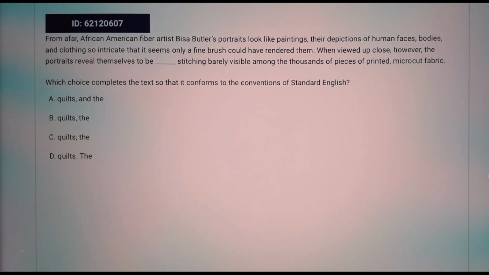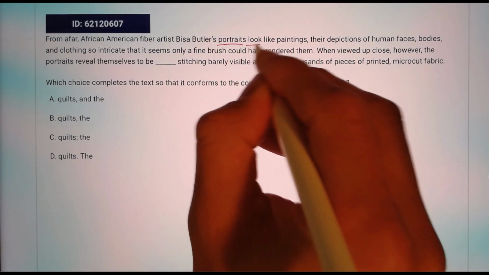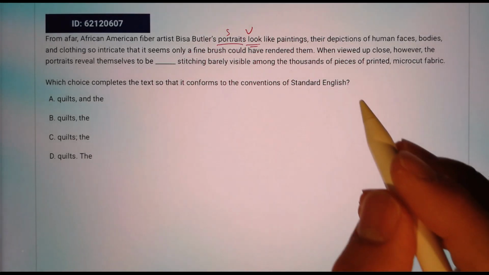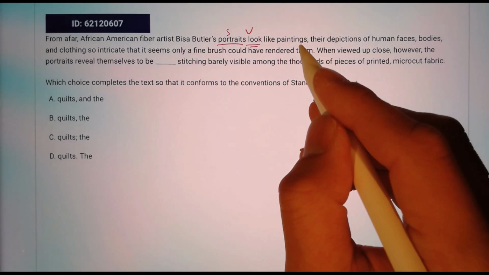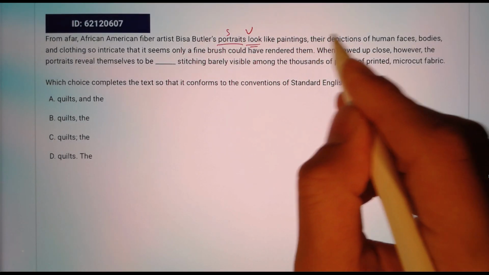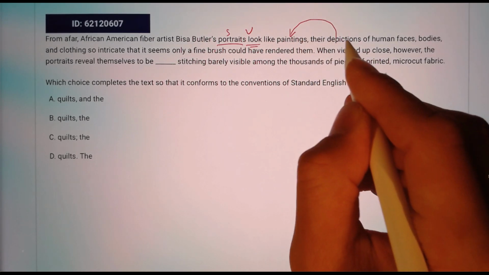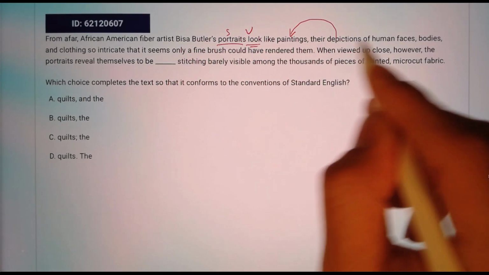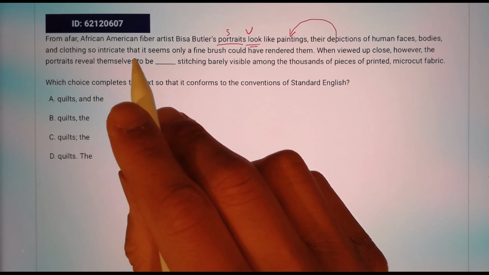From afar, African American fiber artist Bisa Butler's portraits look like paintings. They're depictions of human faces, bodies, and clothing so intricate. So we have a noun phrase, the appositive, that describes paintings here. So basically, depiction or portrayal is the paintings that we describe in the first clause, of human faces, bodies, and clothing so intricate that it seems.